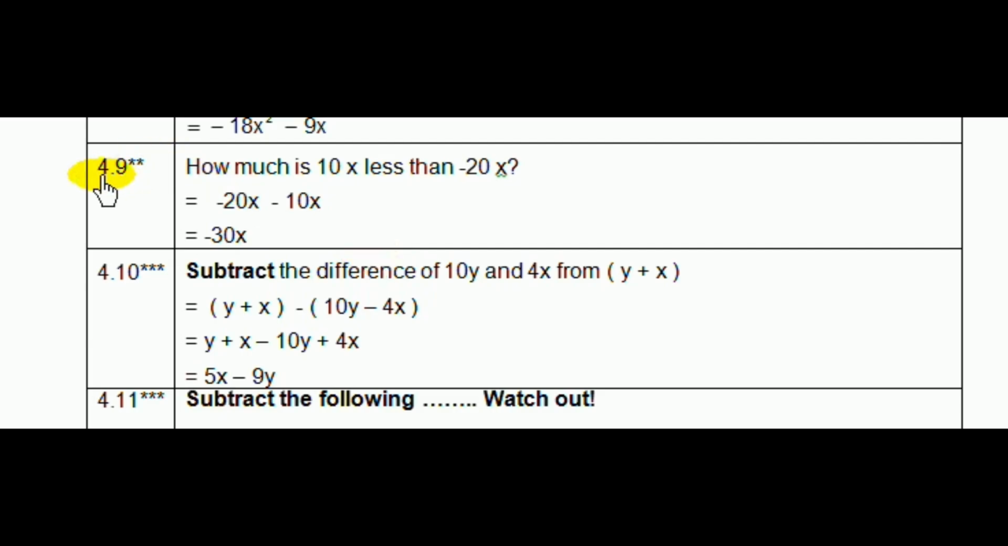4.9, how much is 10x less than minus 20x? So 10x must be less, so first write the minus 20x and then you subtract the first one. How much is that less? So we anticipate that that one is the smaller one and that one is the larger one. Don't look at that minus sign because the x can be a negative as well. So this one is the less one and that one is the bigger one. Subtract them from each other and get minus 30x for your answer.